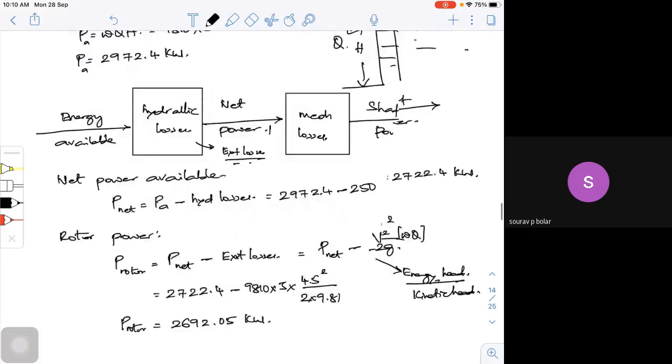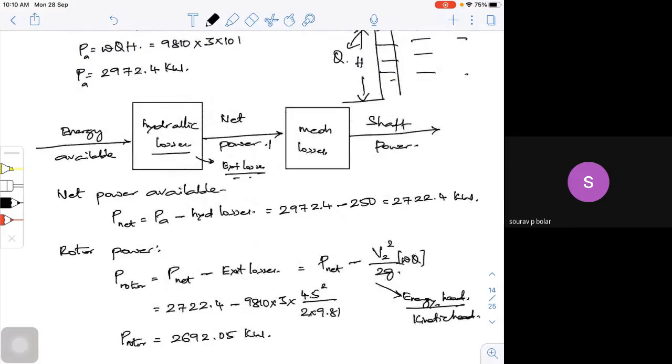See, you have your hydraulic losses, then exit losses, then your net power minus your exit losses. You will be getting your rotor power. Then if you lose your mechanical, consider my mechanical losses, you have your shaft power. Okay, you have your shaft power.